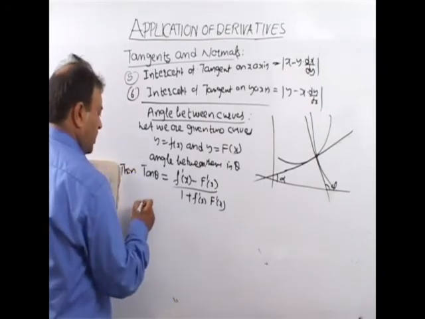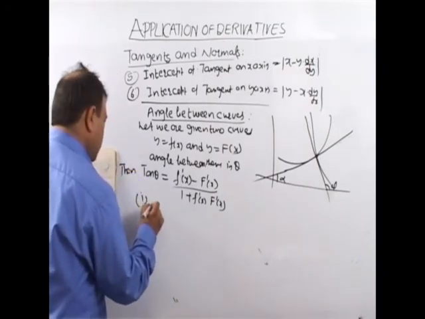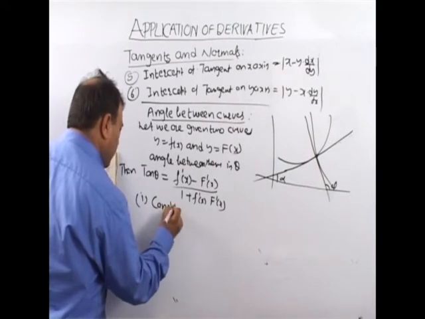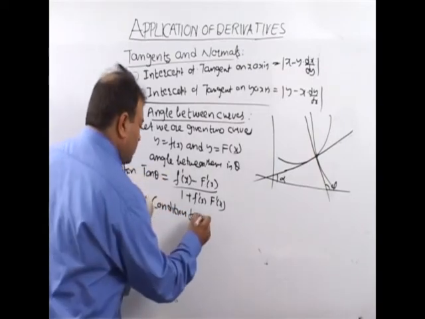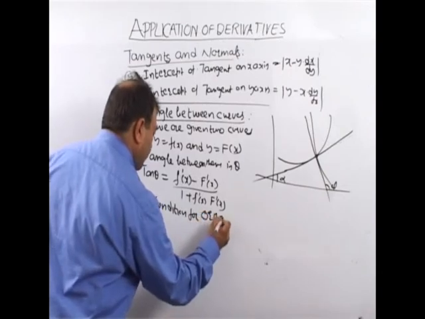Now the first point is the condition for orthogonality. The first point comes out to be the condition for orthogonality.